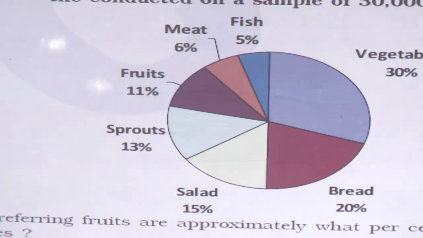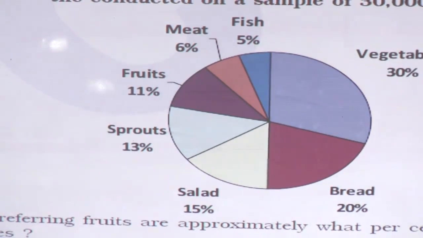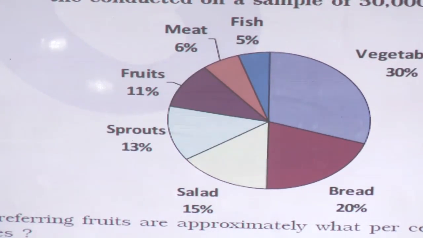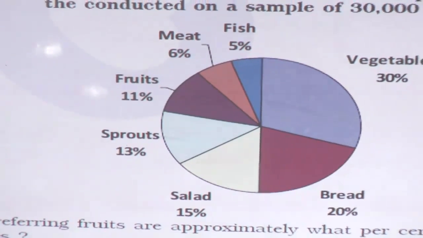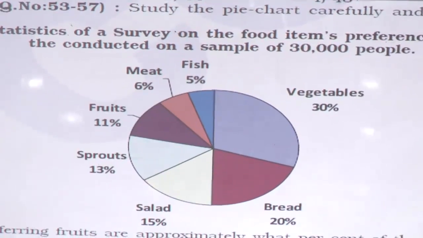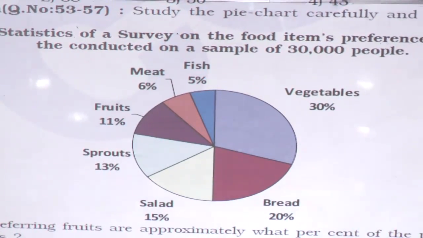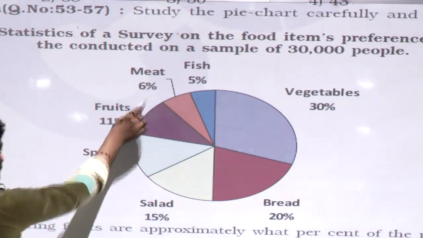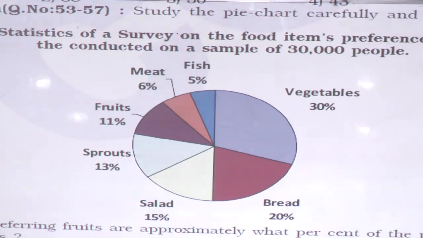Come on, next. So answer 12,900. What is the respective ratio of the number of people preferring meat to those people preferring salad? Meat, ekkada? And then salad. 6:15. 2:5.